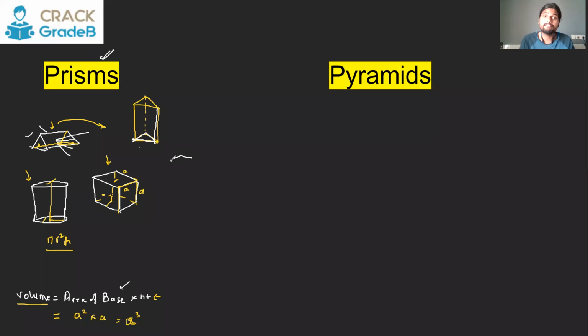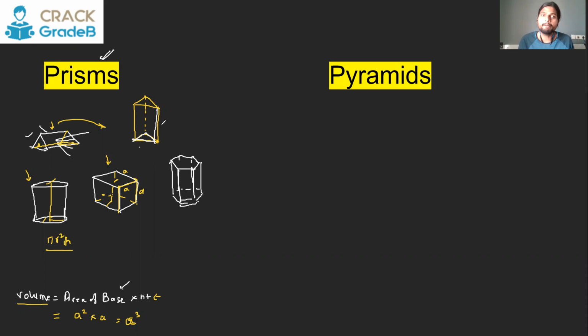If a hexagonal base is given, the top is a hexagon and the bottom is also, let's say, a hexagon like this. And if the volume of such a figure is asked, then also, if you realize this is a prism, you can apply the formula area of base into height. The base you can calculate, we saw how to calculate the area for a hexagon, and the height also will be provided.